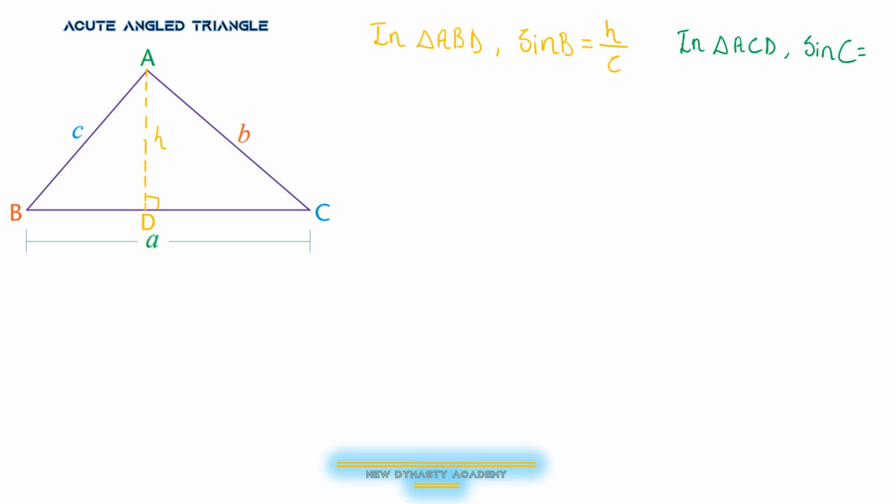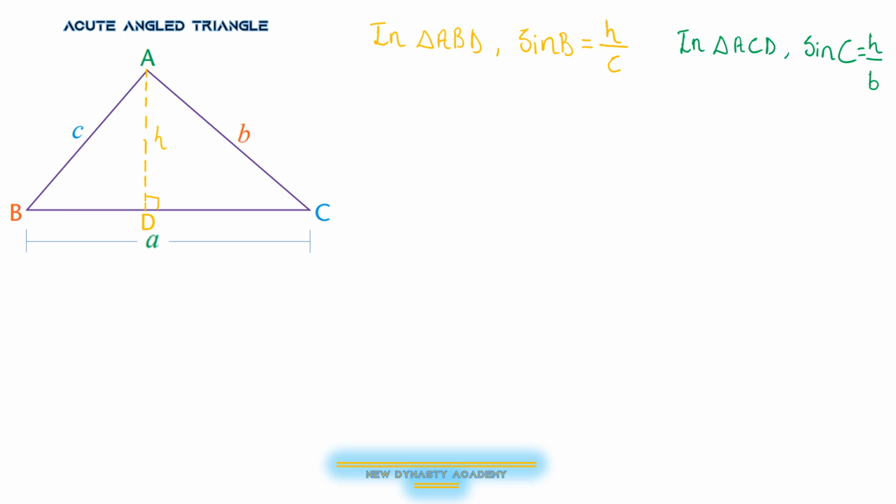So what is opposite angle C? It's h again divided by the hypotenuse, and our hypotenuse in this case is B. Now this is what we currently have. So what we're going to do here is make h, our altitude, the subject of the formula.